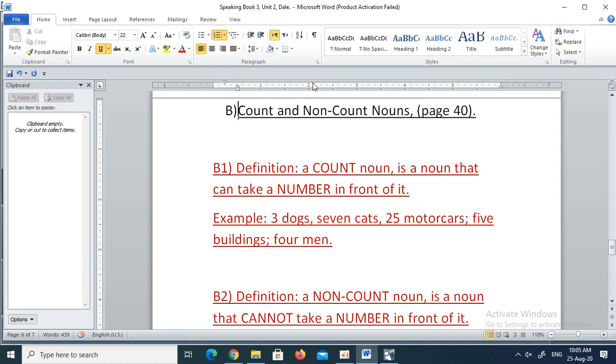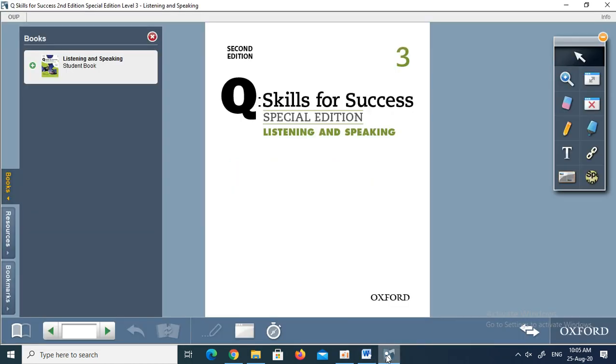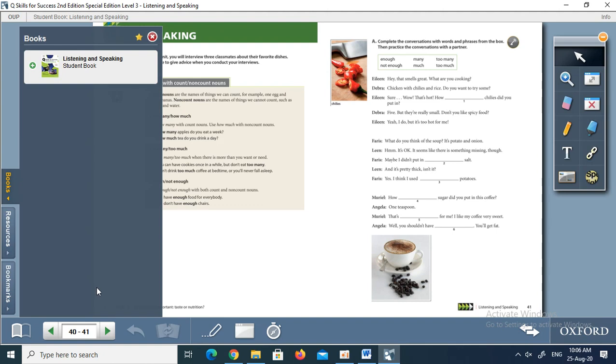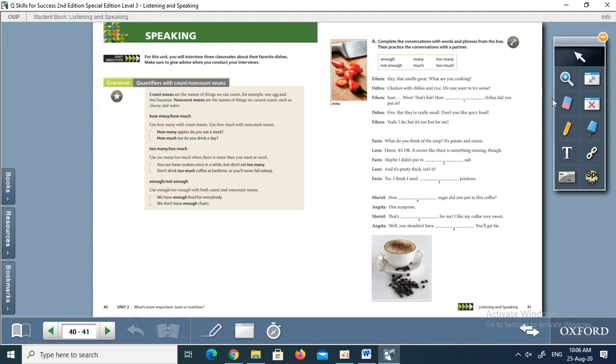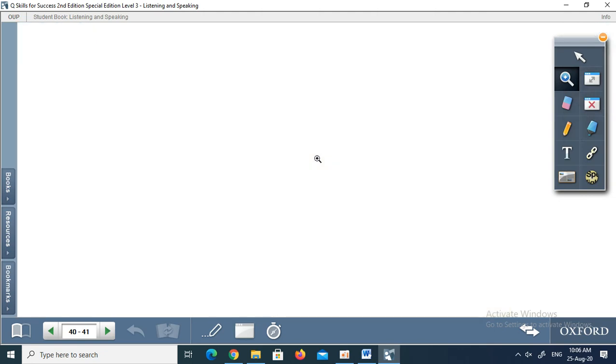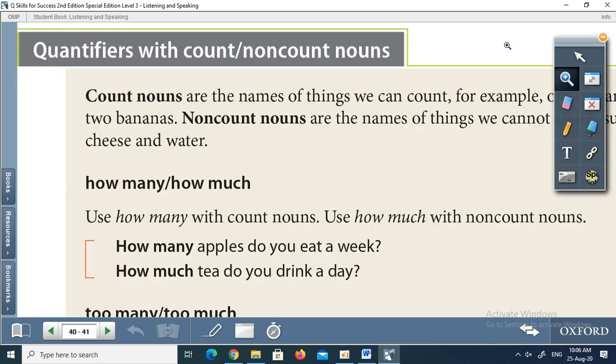What I need you to do now, we are covering count and non-count nouns. So in your textbook, I need you to go to page 40. All right. Please all turn in your textbooks to page 40. And the section we are looking at is this bit here that says quantifiers with count and non-count nouns. All right.